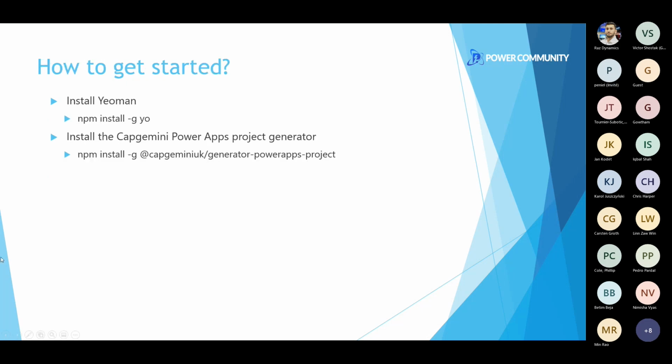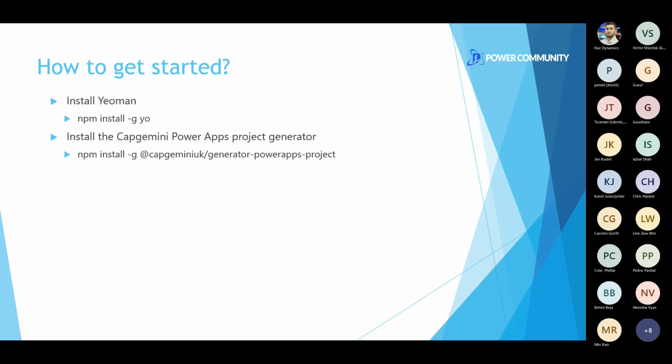So how to get started? If you have Node installed, the very first thing you can install is Yeoman. To install Yeoman, it is npm install, and yo is the command. You can install it globally by using this command, followed by the Capgemini Powerhouse project generator: npm install, Capgemini UK is the scope, and the generator name is generator Powerhouse project. This is where you can start consuming this generator.